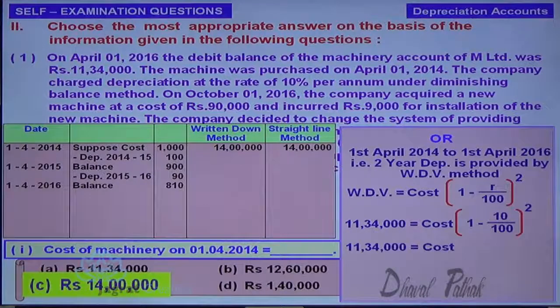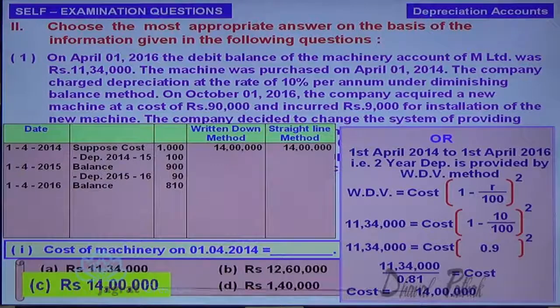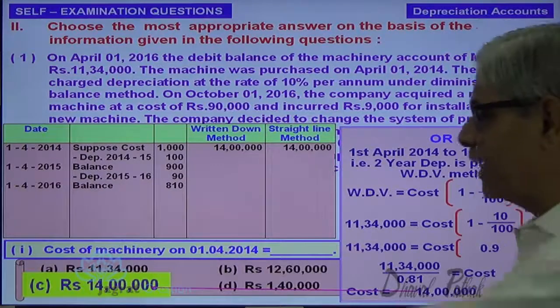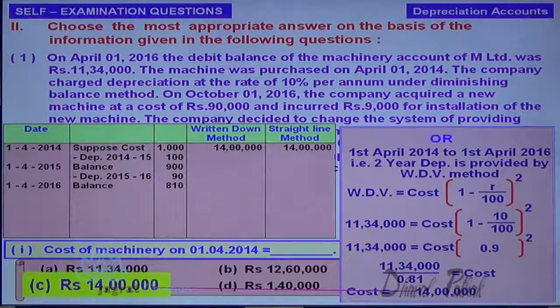So cost into 0.9 raised to 2. 9 9s are 81, so 11,34,000 divided by 0.81 is equal to cost. So you can work out the cost to be 14 lakhs. You can have the same answer by this formula also. This is an alternative way of finding out the cost on the basis of written down value.